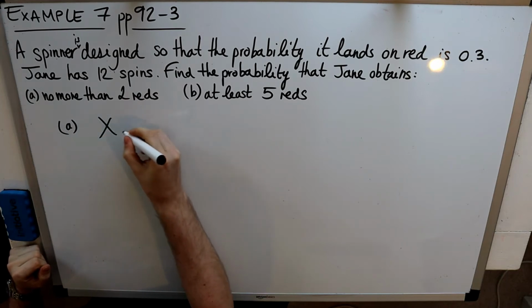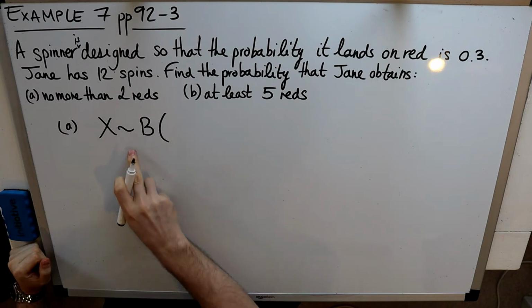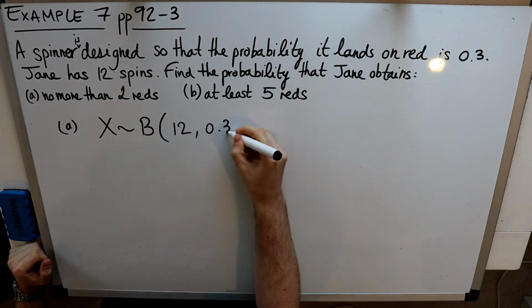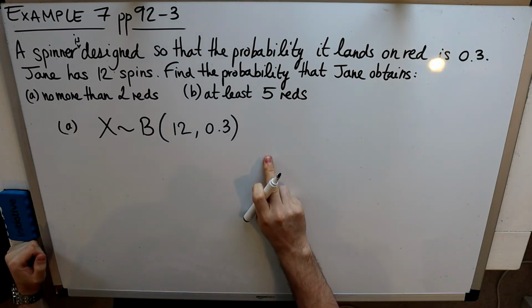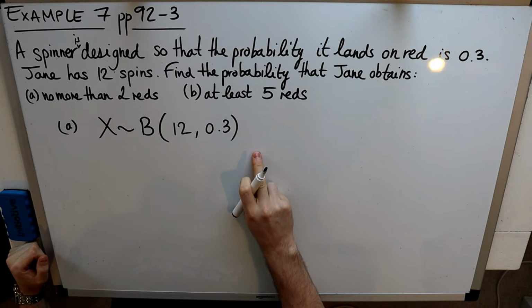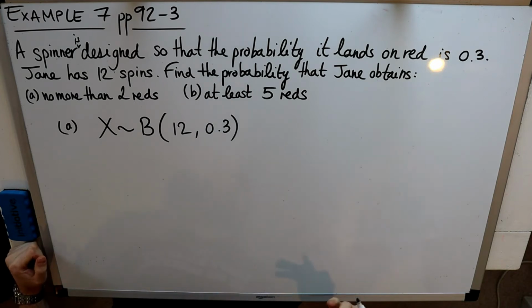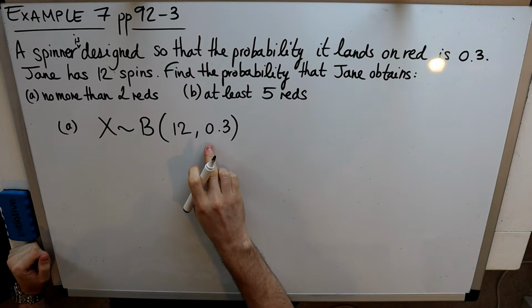So first of all, we want to just write down that the variable x can be modeled by the binomial distribution of 12 trials with probability 0.3 of success. This in itself is a mark in an exam question, just writing this. It's a method mark. It can be implied by correct working, but on the off chance your working is incorrect, you might not actually qualify for this. So please do write that down.